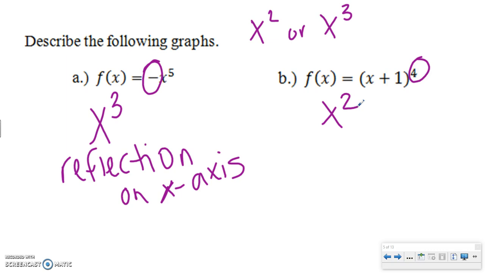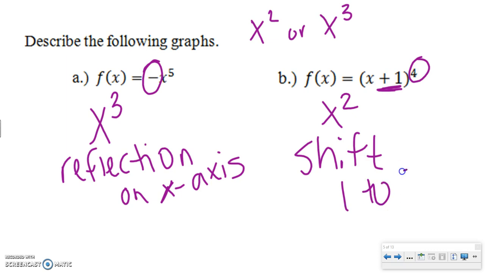Also, something else that you should be able to point out, we have this x plus 1 inside the parentheses, so that identifies a shift. What kind of shift does it identify? It identifies a shift of 1 to the left.